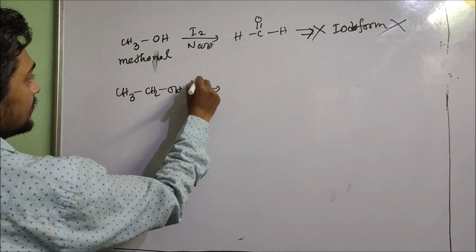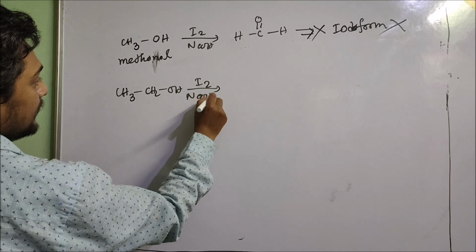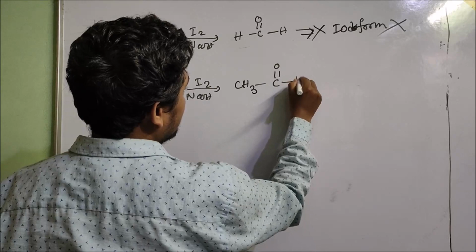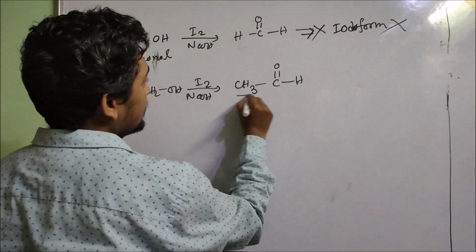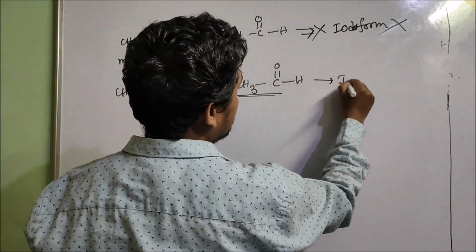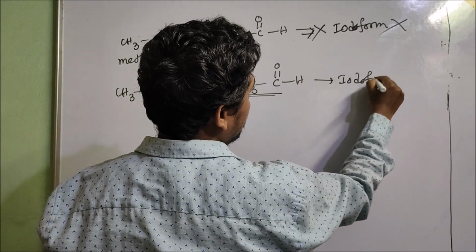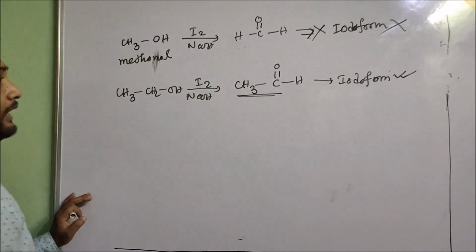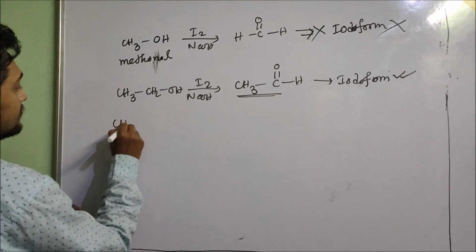Again, CH3CH2OH, when it reacts with iodine and NaOH, at first this one will convert into the corresponding aldehyde and it has a ketomethyl group, so it will give the iodoform reaction.